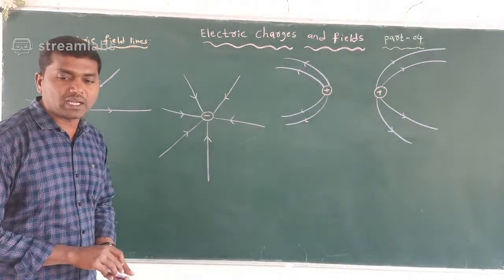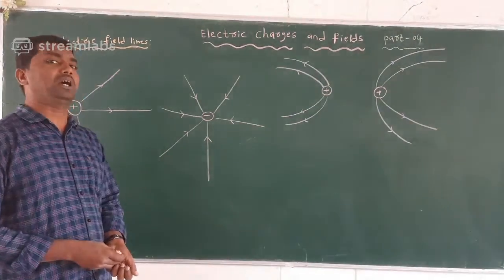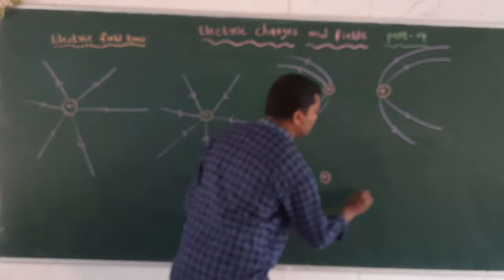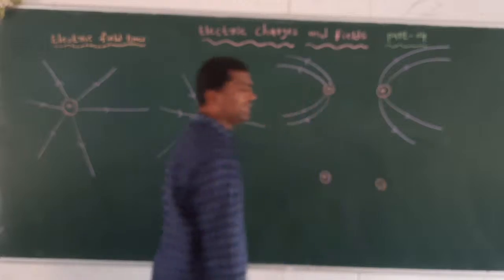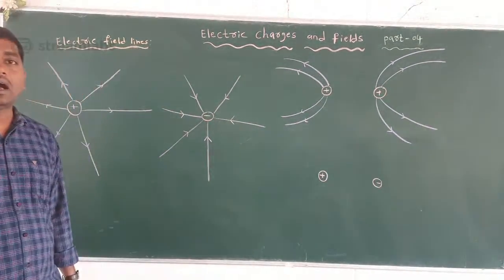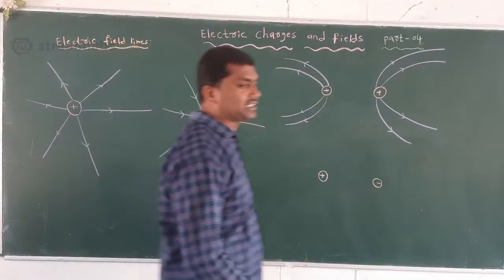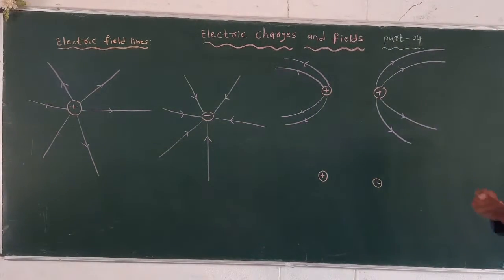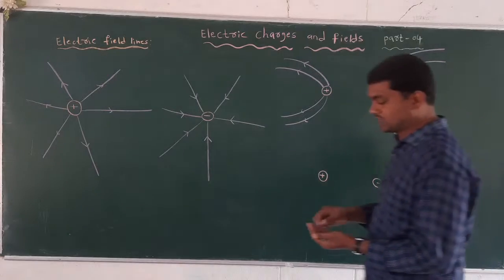Suppose I take a negative and a positive charge. The first one is the positive charge and the second one is the negative charge. These are unlike charges, meaning different charges, so they produce an attractive force. The two are attracting in nature.